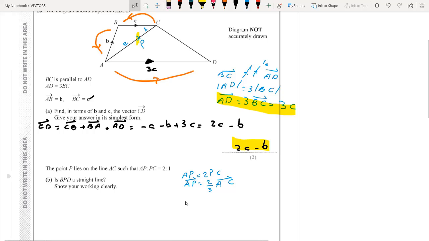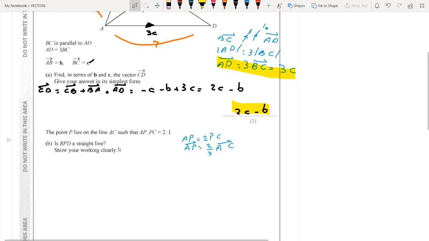Now, let's go to our problem. Our problem says, is BPD a straight line? He wants to see if B, P, and D all lie on the same straight line. In order to verify this using a vector method, we know the rule. The rule says that if BPD will be a straight line, then BP vector is equal to a constant multiplied by PD vector. If this is satisfied, then BPD forms a straight line. We need to find BP first. What is BP?